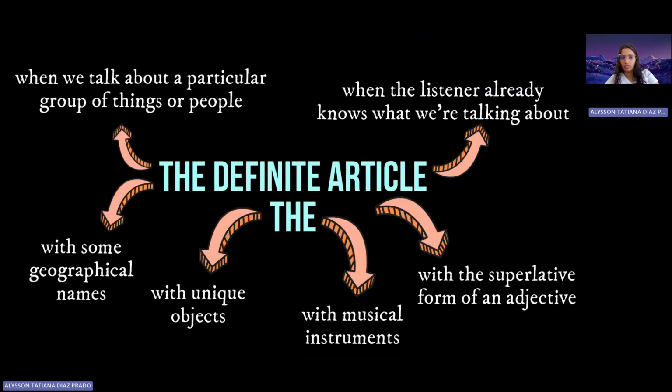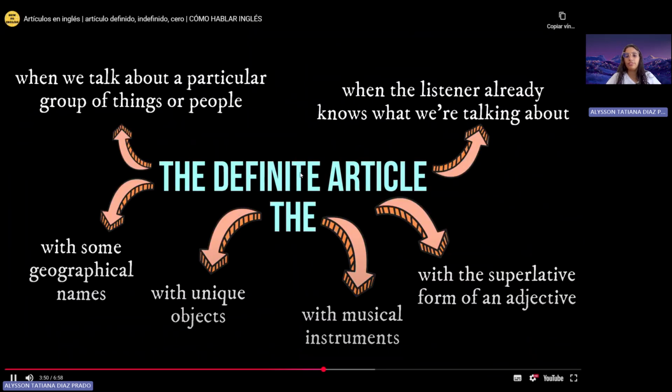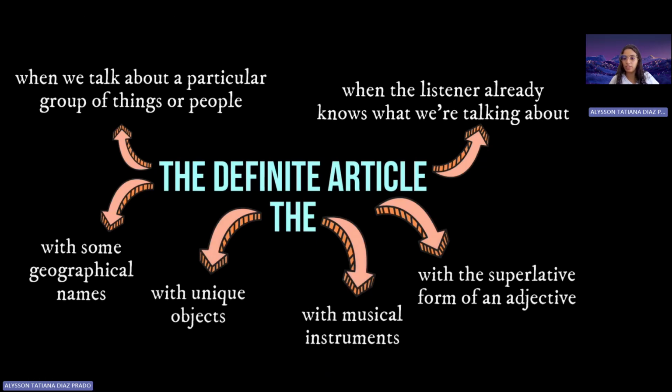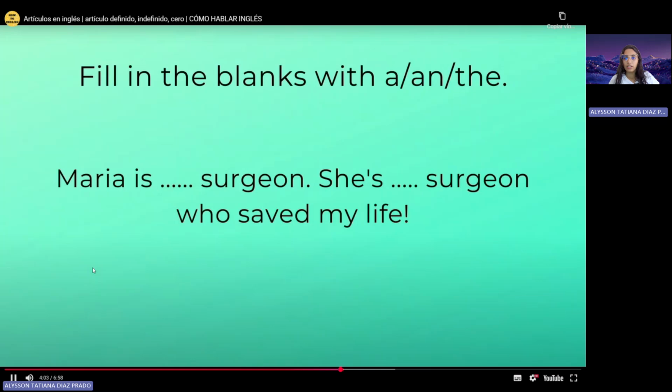The definite article, the. So when we talk about a particular group of things or people, and when the listener already knows what we are talking about, with some geographical names, with unique objects, and with musical instruments, and with the superlative form of an adjective. This is a summary of all these words.